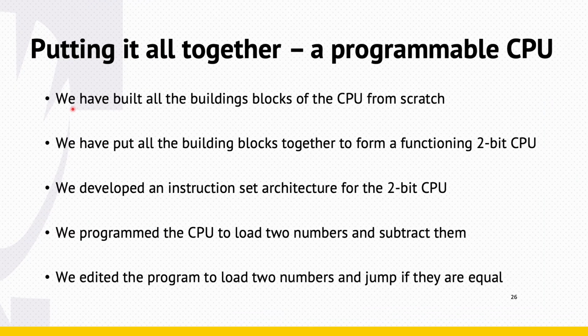Putting it all together, we now have a programmable CPU. We've built this CPU using the building blocks that we developed in the class, and extending them a bit, right? So we built all the way up to the register. We built the ALU, the 2-bit ALU, but we didn't build the program counter. We didn't build the instruction memory, and we didn't build the register file, right? So those are the things that we did not build.